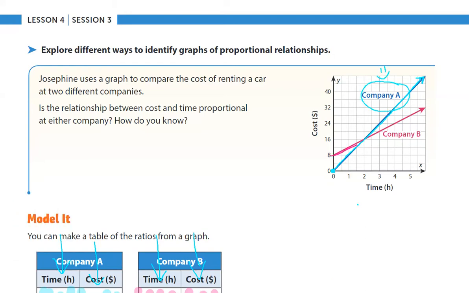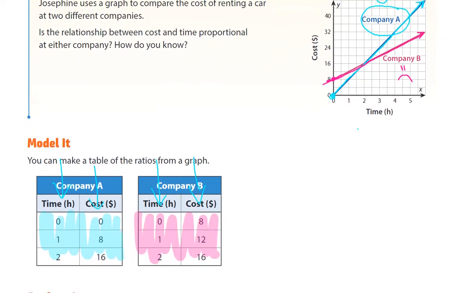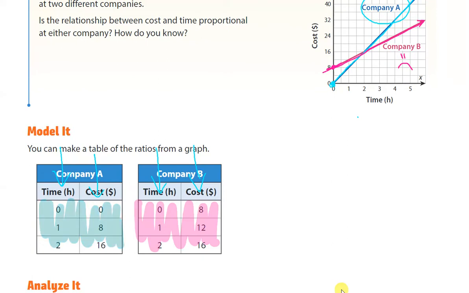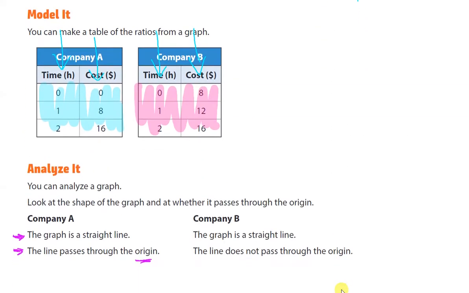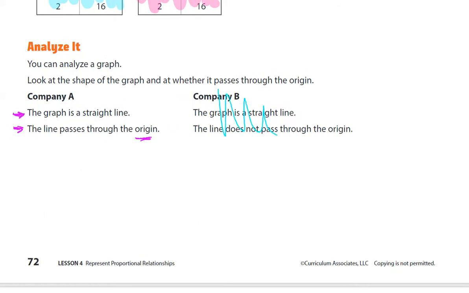Company B, it is a straight line. There's 1 check, but it does not pass through the origin. It goes right over it. So company B does not have a proportional relationship. So remember, those are the 2 criteria for a proportional relationship: straight line and passes through the origin. Because if you rent the car for 0 hours, you should probably be paying $0. So company B, no. Get out of here.